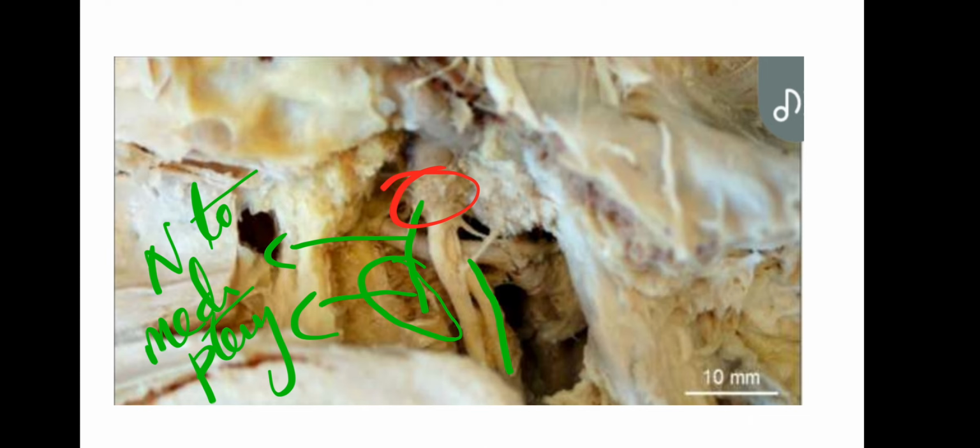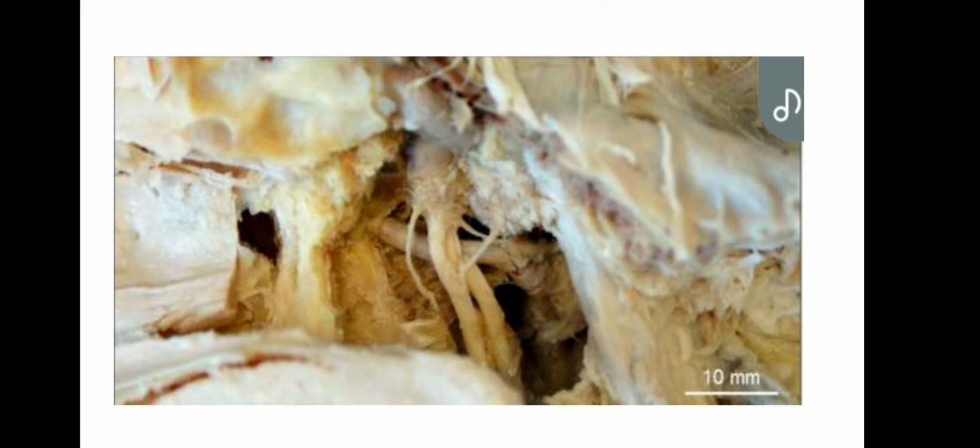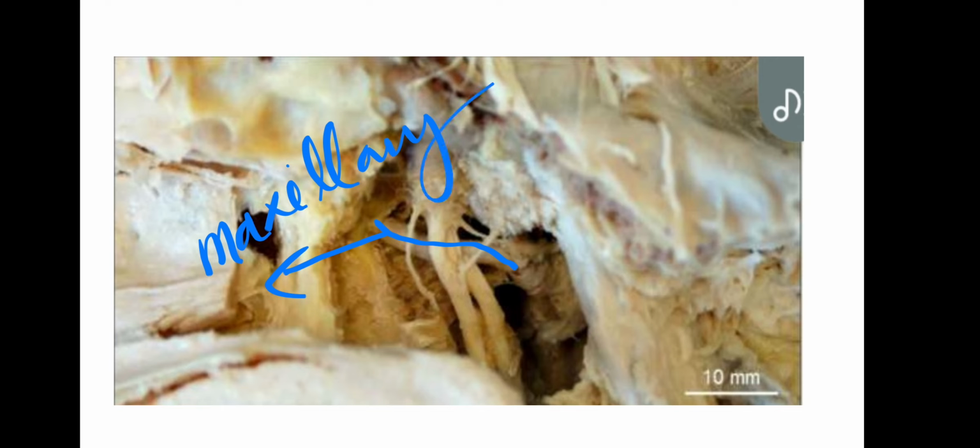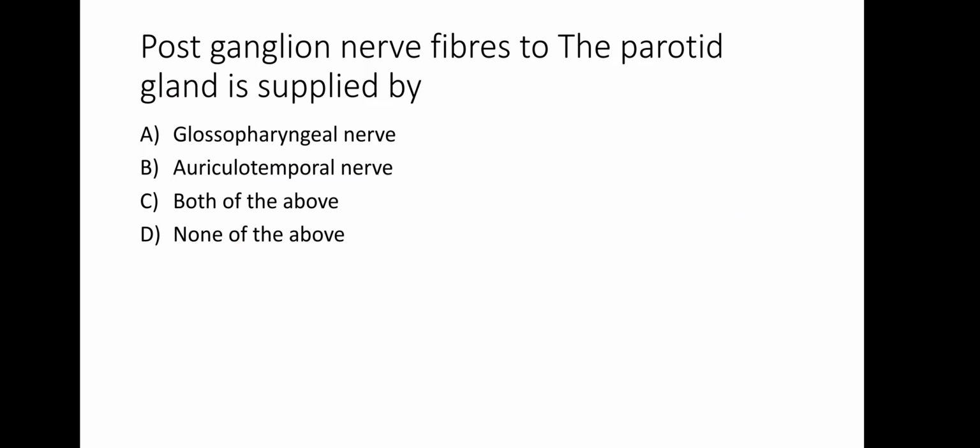So what is this round structure running behind? This is the maxillary artery. We saw the middle meningeal artery, the sympathetic plexus around the middle meningeal artery. So this is the maxillary artery, which gives rise to one of its branches, the middle meningeal artery.